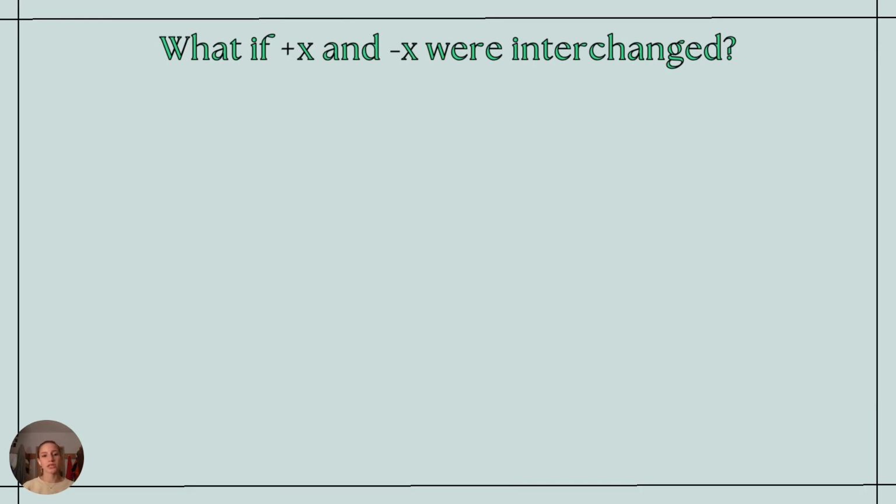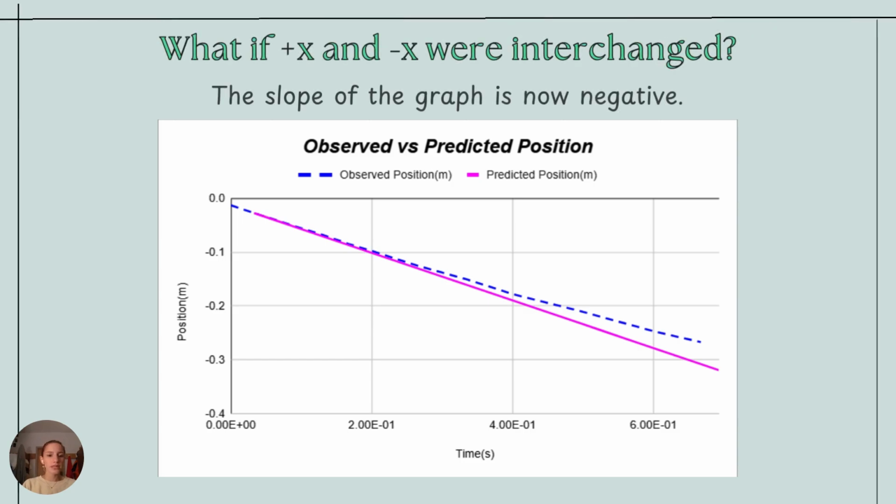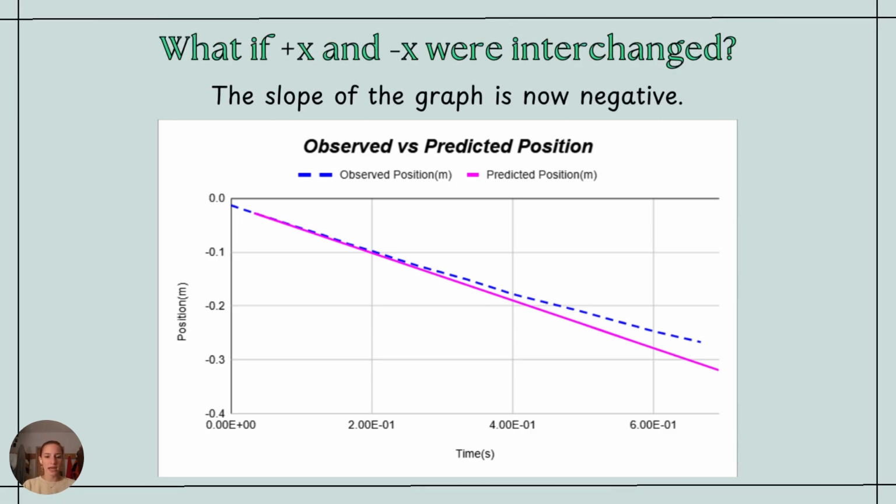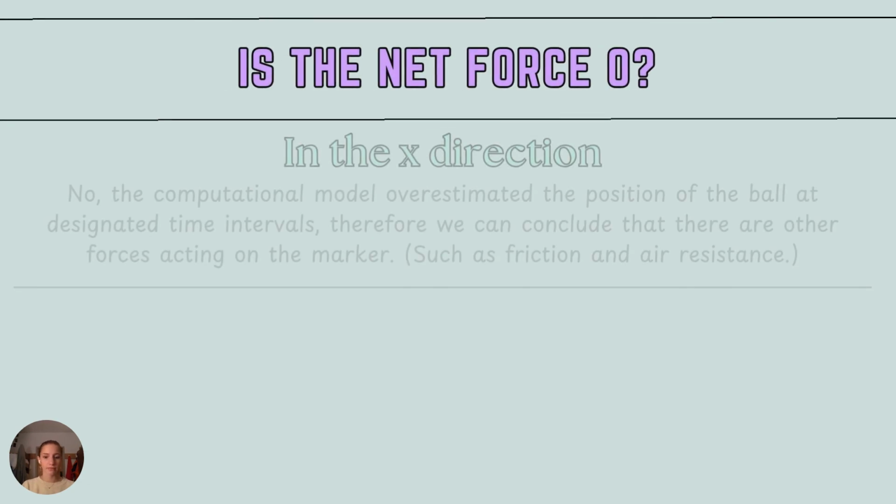Now, let's look at a few questions. What if the positive x and negative x were interchanged? Well, really, we wouldn't see anything besides a negative slope. So not much change. The slope is just negative now, as you can see here.